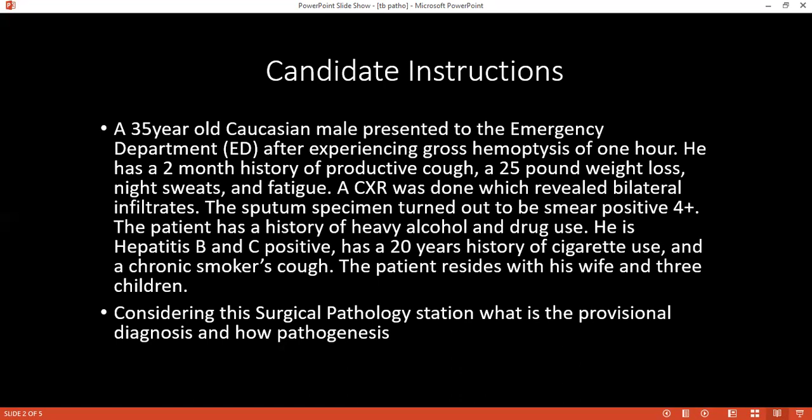Okay, so we have to check the signs and symptoms. Here there is productive cough, then night sweat, and fatigue. Very good. Productive cough is a good difference from lymphoma, but otherwise, like weight loss and fatigue, are common.